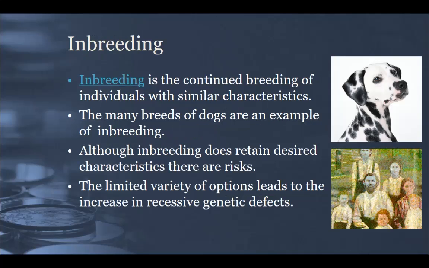Inbreeding is continued breeding of individuals with very similar characteristics. The many different breeds of dogs are a good example of inbreeding. That's how you get those consistent traits over time. Although inbreeding does retain the desired characteristics, there are risks associated with it because you're making the gene pool smaller and smaller over time. This limited variety of options can lead to an increase in recessive genetic defects.